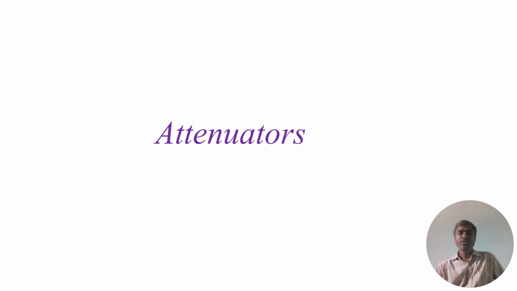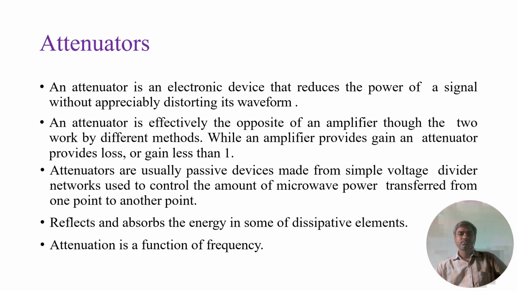Hi everyone, now we are going to see the working principle of attenuators. Attenuators are passive microwave devices which are used to reduce the microwave power, thereby protecting the sensitive microwave devices. An attenuator is an electronic device that reduces the power level of a signal without distorting the signal.